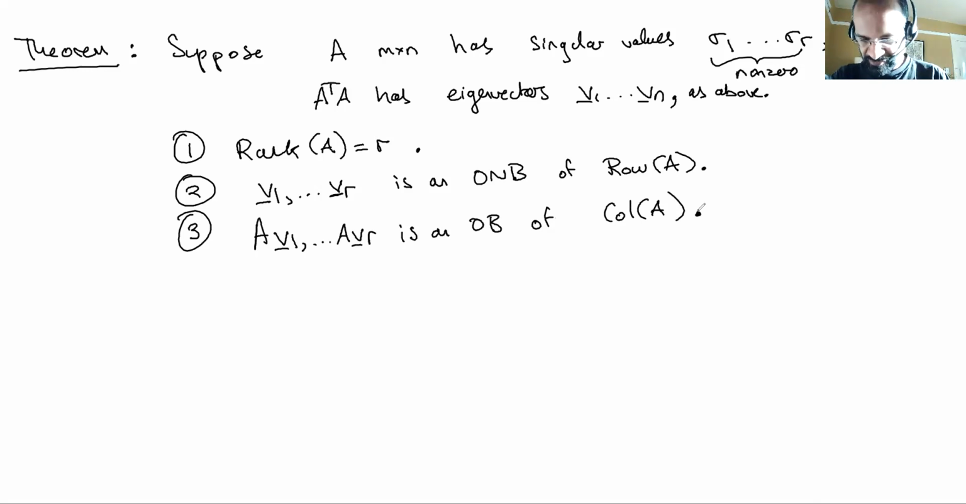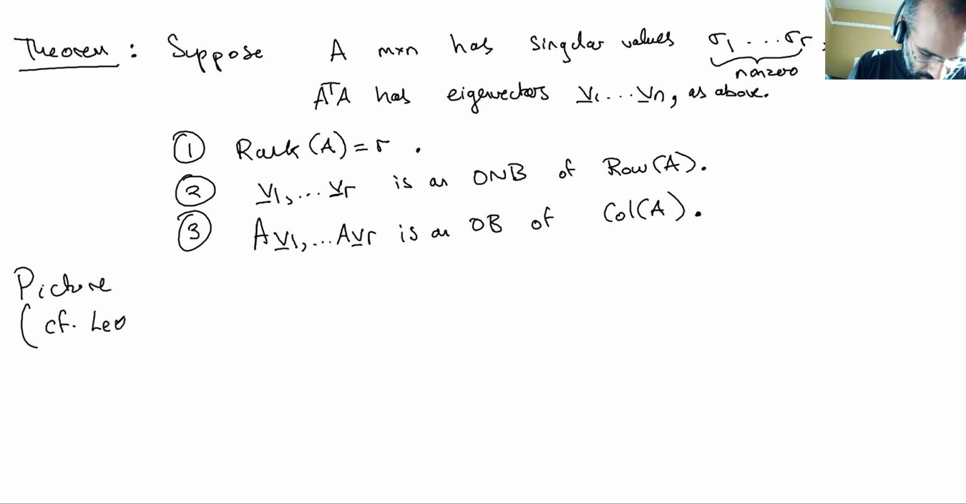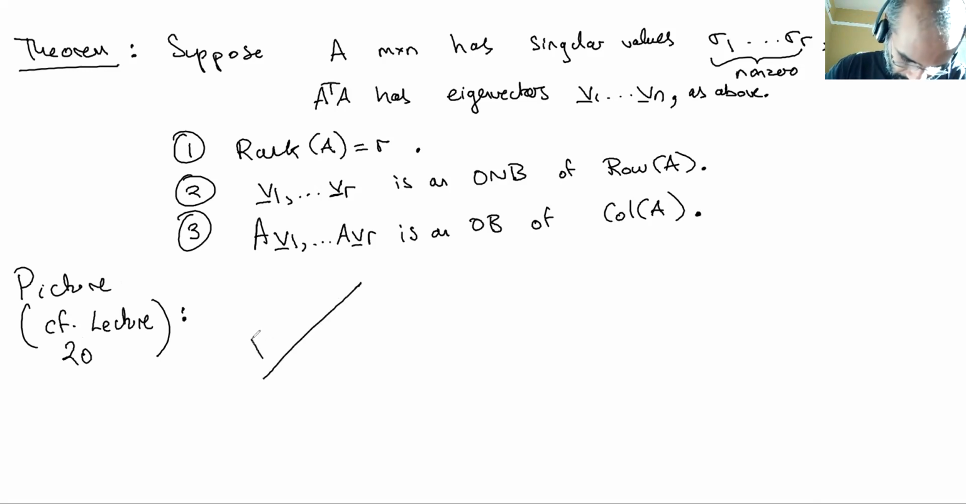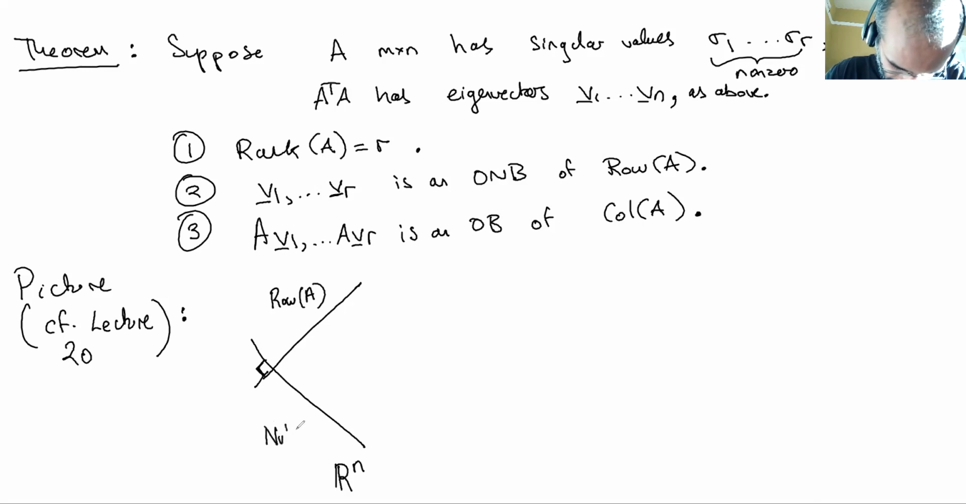Okay, so this gives you a bunch of good stuff all at once, right? It tells you the rank, gives you an orthonormal basis of the row space, and it gives you an orthogonal basis of the column space. So let me draw a picture illustrating this. I hope you watched lecture 20 where I proved the fundamental theorem of linear algebra. The picture is, you have A going from Rn to Rm, and Rn is decomposed into two orthogonal subspaces, namely the row space of A and the null space of A, which are orthogonal complements.